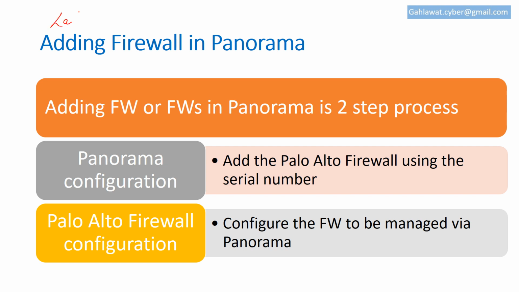Now we will start with our labs, and the first one we are going to do is how do we add a firewall into Panorama. So this is a two-step process, or like needs configuration on two devices. First side of configuration is on the Panorama, and the second set of configuration is on the PaloAlto firewall. On the Panorama, we just need to add the PaloAlto firewall using the serial number. Note it is a serial number, not the IP address.